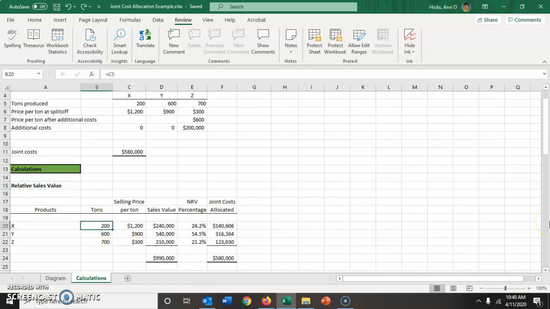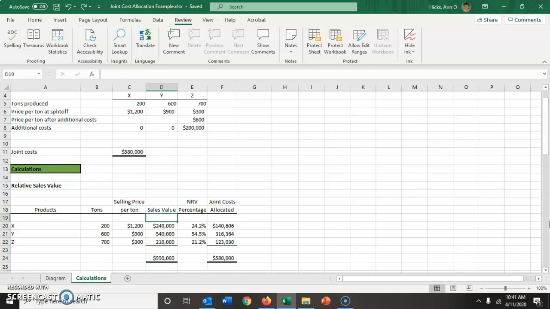So for X, we've got 200 tons. We'd sell it at that point for $1,200, which would be a total of $240,000 in sales. Y, we have 600 tons. We would sell at $900 a ton. So that would be a total sales value of $540,000. And then the Z 700, again, we're assuming if we don't spend the additional $200,000 in processing, we can only sell it for $300. That would be a total of $210,000 for a grand total of $990,000.